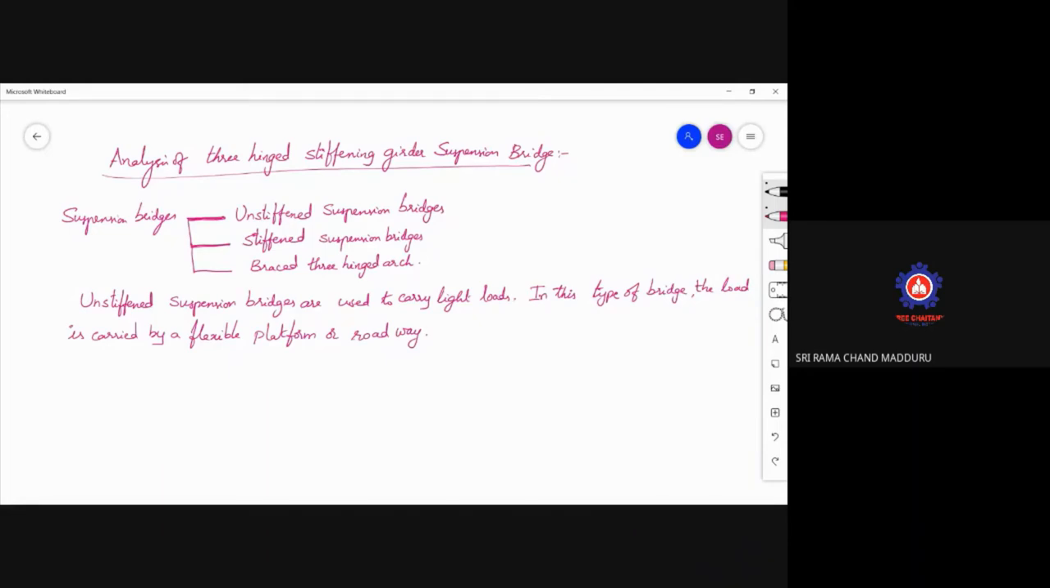In this type of bridge, the load is carried by a flexible platform or roadway. Here, the bridge I have shown you for Lucknowalam Lake, where the walkway is provided and the deck slab is not stiffened, is an example of an unstiffened suspension bridge. In the stiffened type, the bridge deck is stiffened by the use of stiffening girders.